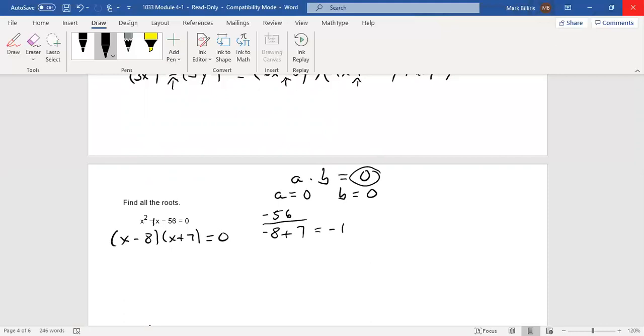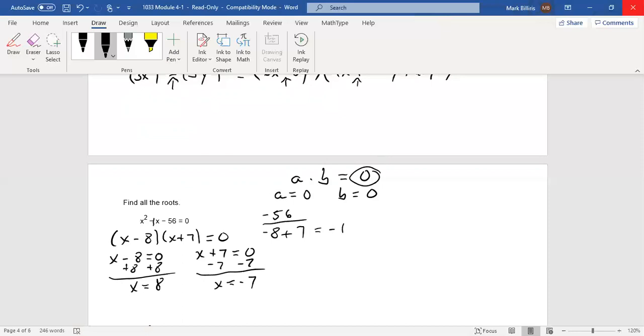Now we're going to use the zero product rule to finish solving. So we're going to set our first factor equal to 0 and solve, and our second factor equal to 0 and solve. So in the first one, I'm going to add 8 to both sides. So one of my solutions is 8. And so the second one, I set to 0 and solve. And so my second solution is negative 7.